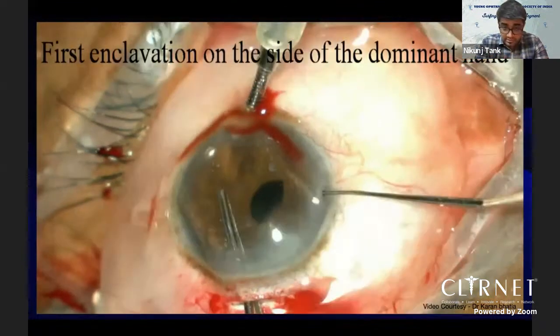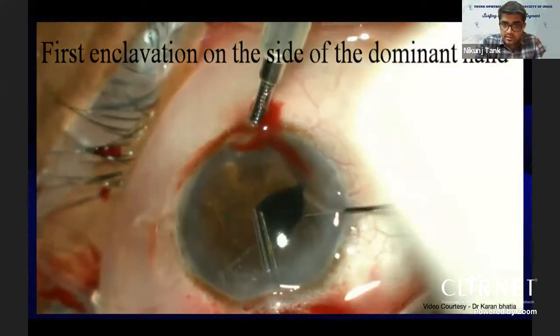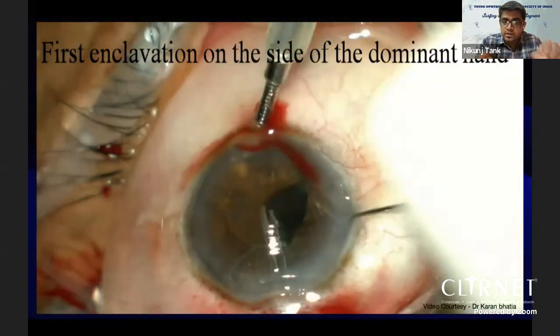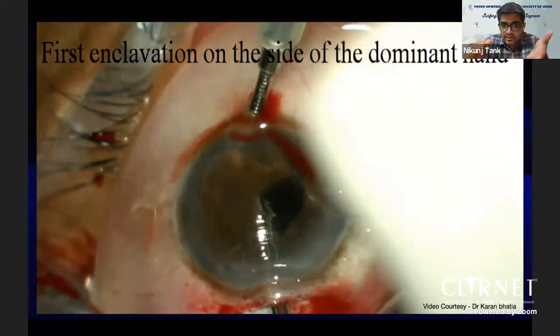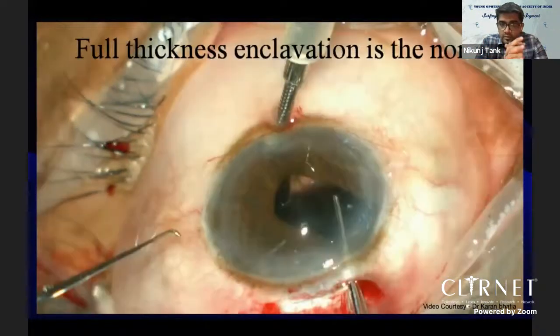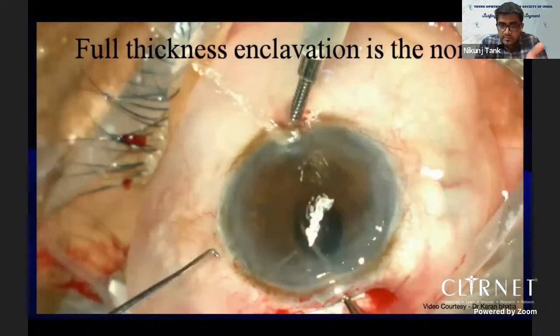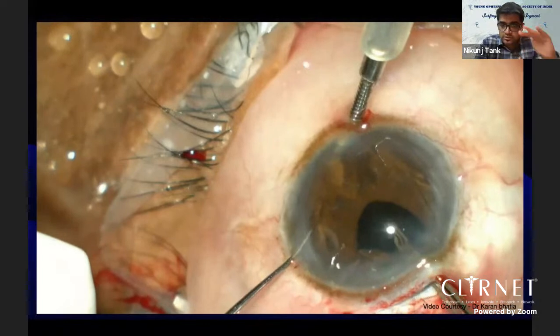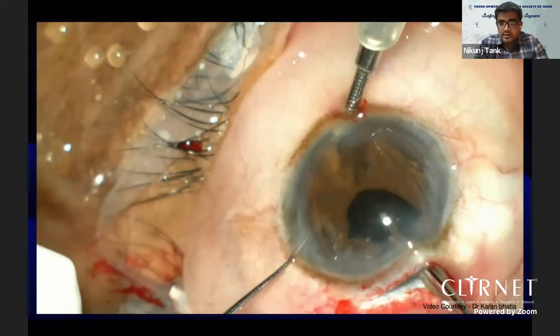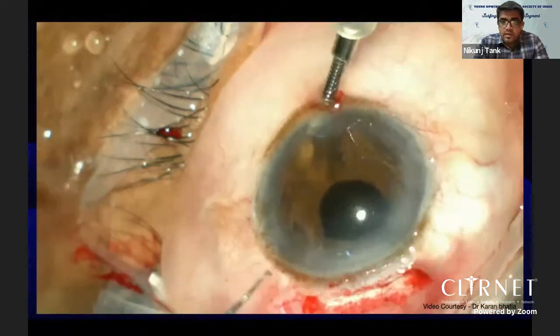After inserting the IOL, the haptics are oriented towards the opposite side port. Holding it in the center, the haptic is brought under the iris. Using a Sinskey hook, the iris tissue is pushed down so it will enclavate into the clip. That is called enclavation. Similarly, the other haptic is also taken behind the iris, and the iris tissue is pushed from above to enclavate it in the other haptic as well.